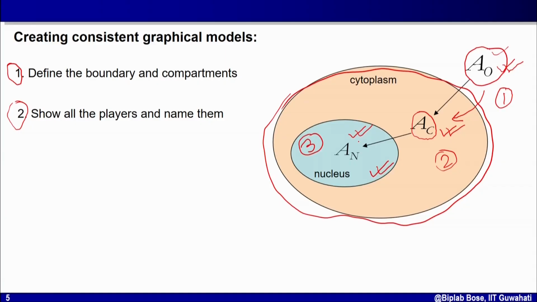Now suppose AN comes back to cytoplasm. This molecule which comes back to cytoplasm will not be marked as a new molecule, but rather it will be the same as the AC that we have already drawn here. So in essence, what I want to communicate is that once you have decided the boundary and the compartments, then you start showing all the players involved in them and mark each of the molecules or elements or components present in each of these compartments uniquely so that you can keep track of them.